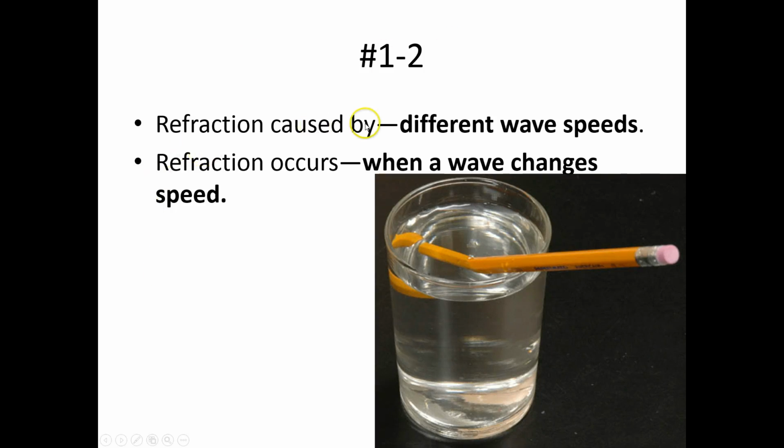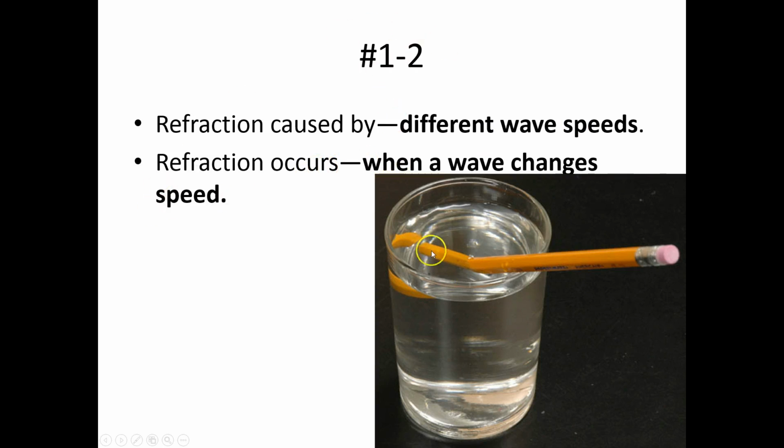Refraction is basically just caused by different speeds of a wave, and you can do this with water, you can do this with light, you can do this with anything that forms a wave. So the refraction itself is we're just speeding up or slowing down the wave. It occurs whenever a wave changes speed. So questions 1 and 2 are basically the same.